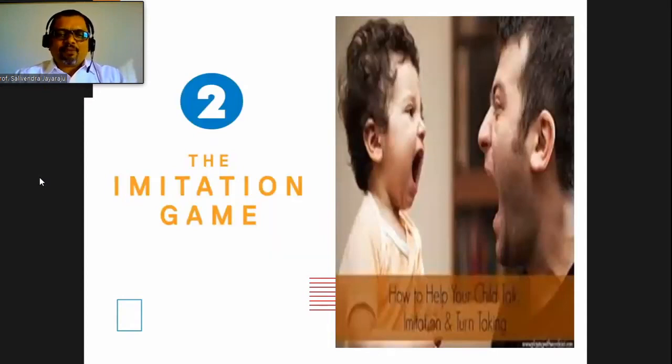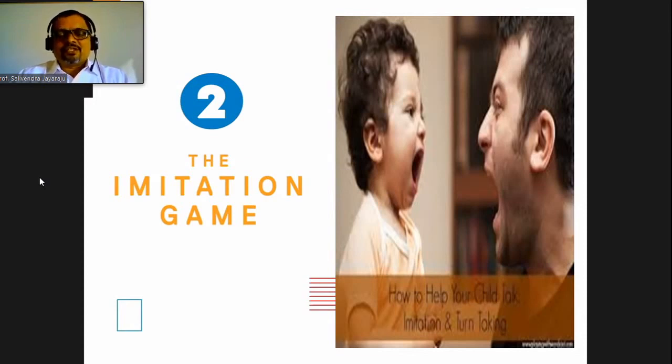Right. The second important thing is the imitation game. We have learned our mother tongue through imitation. How does a child learn its mother tongue? By imitation. If there is no imitation, there is no learning of a language. Imitation is very crucial. So the first tool is your own self-motivation, which is in your hands. The second one is the imitation game. You can only imitate. So both the tools are in your hands.